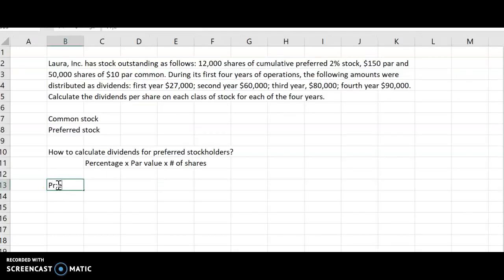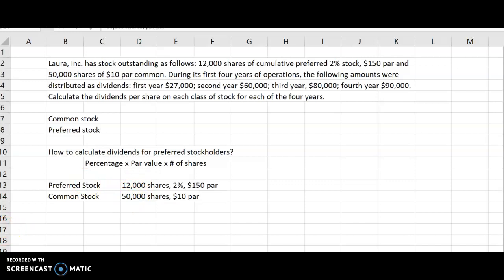So what I would do is I would write preferred stock, and then it is 2%, $150 par. And it is 12,000 shares. Let me put that on the front. And let's go ahead and put down our common stock. It's not a lot of information, so let's just put this down. 50,000 shares, $10 par.